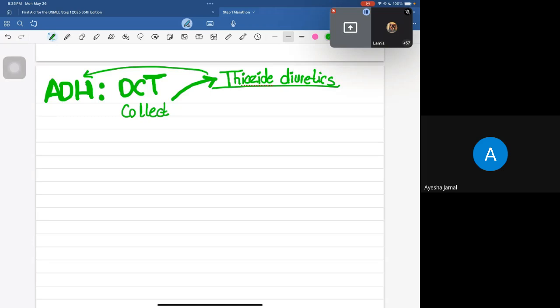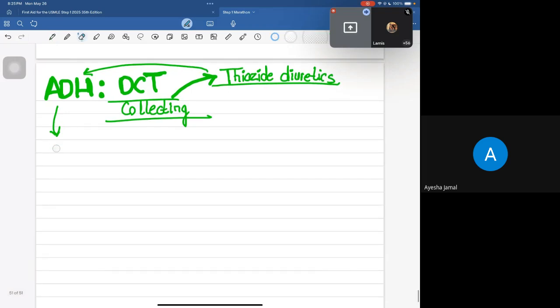Now, one important side effect of antidiuretic hormone is very important. Whenever there is excess secretion of antidiuretic hormone, that can cause hyponatremia in the body, because antidiuretic hormone also decreases sodium levels. So they decrease the sodium levels and you are going to have hyponatremia. That is one of the side effects of antidiuretic hormone.